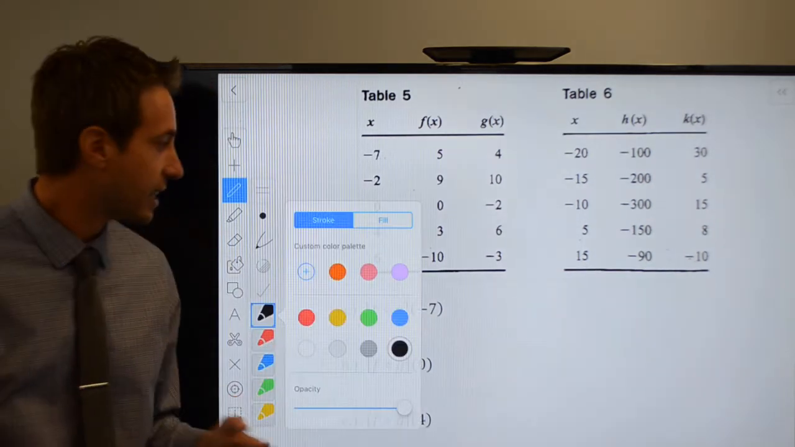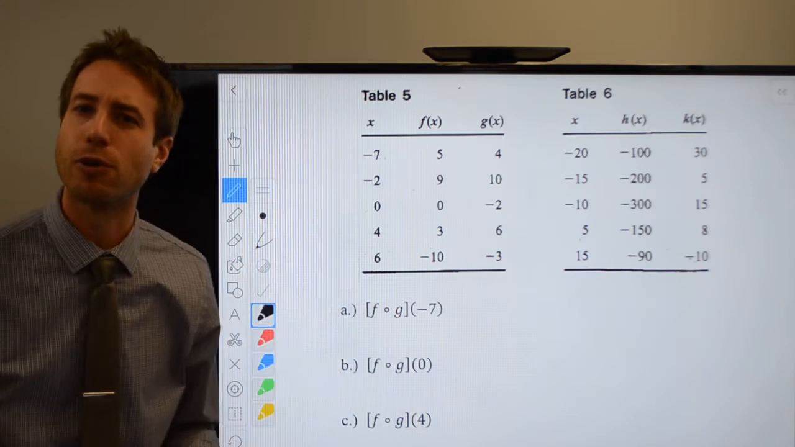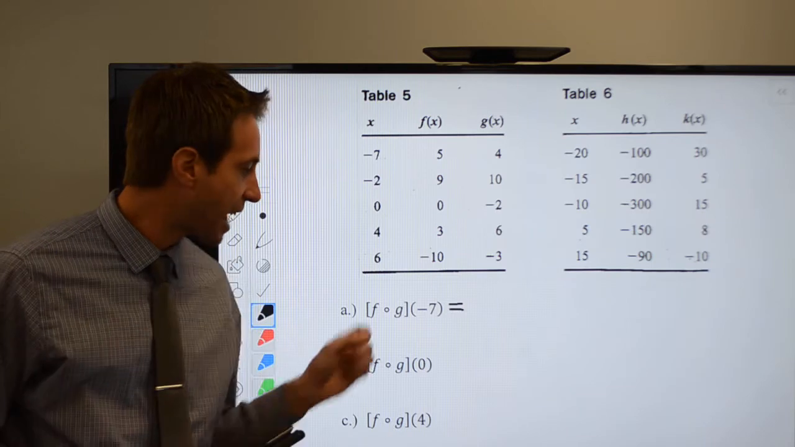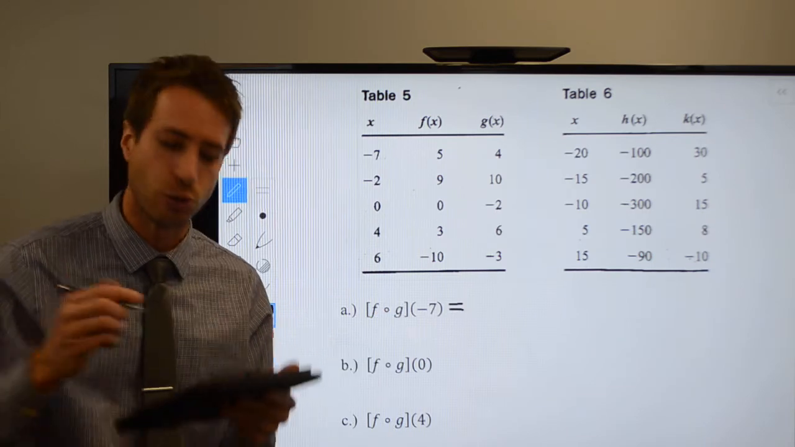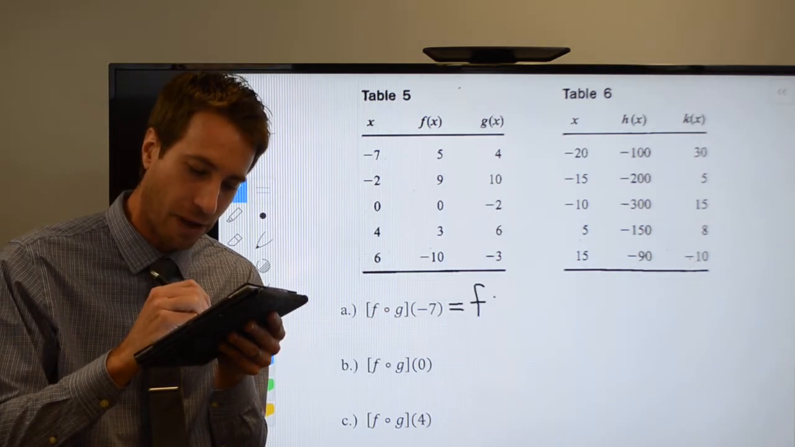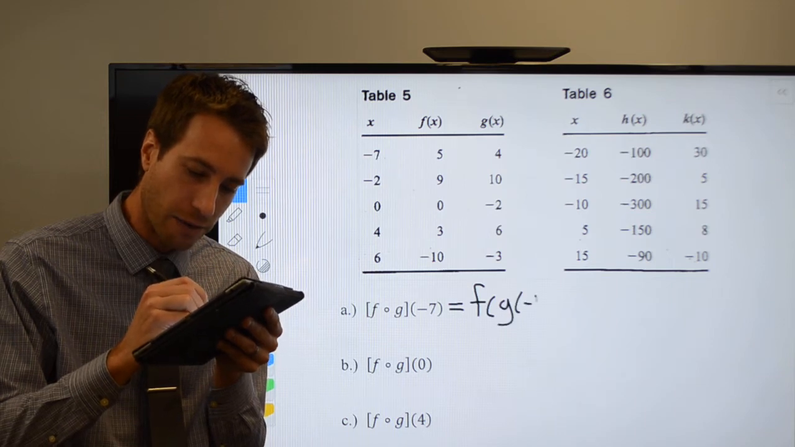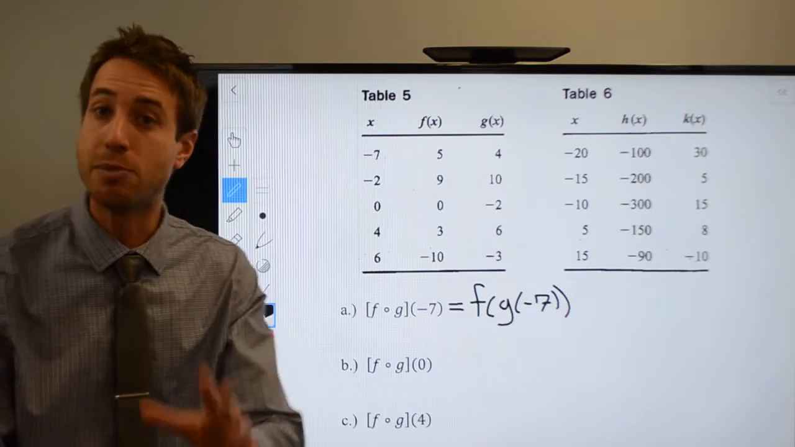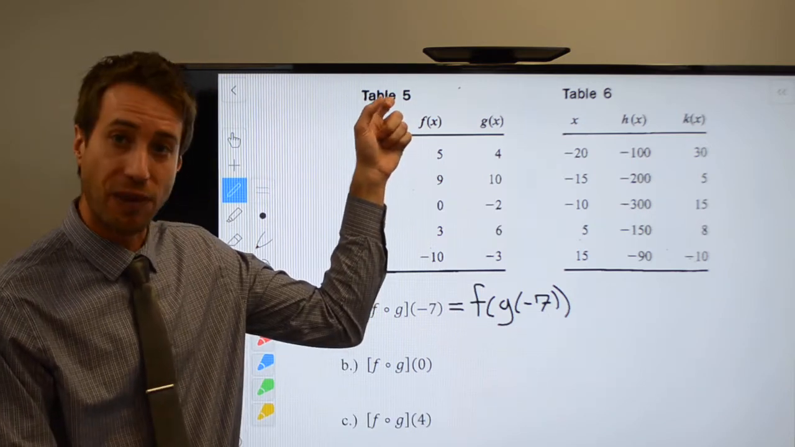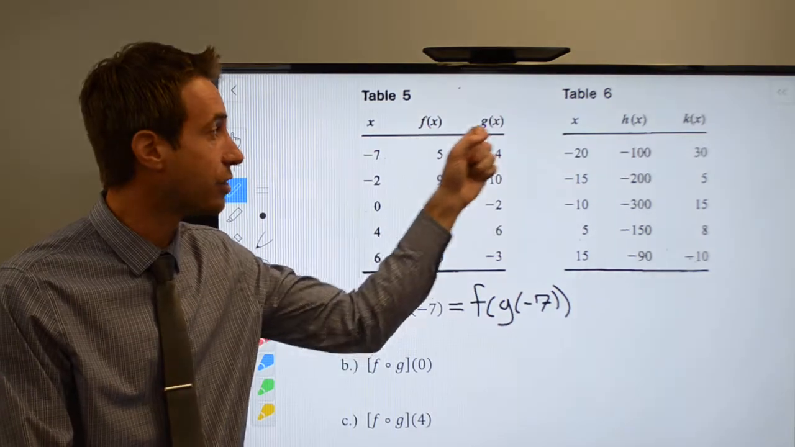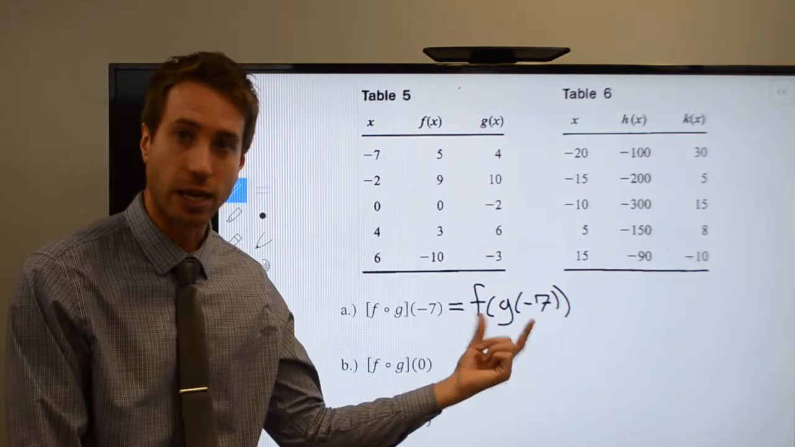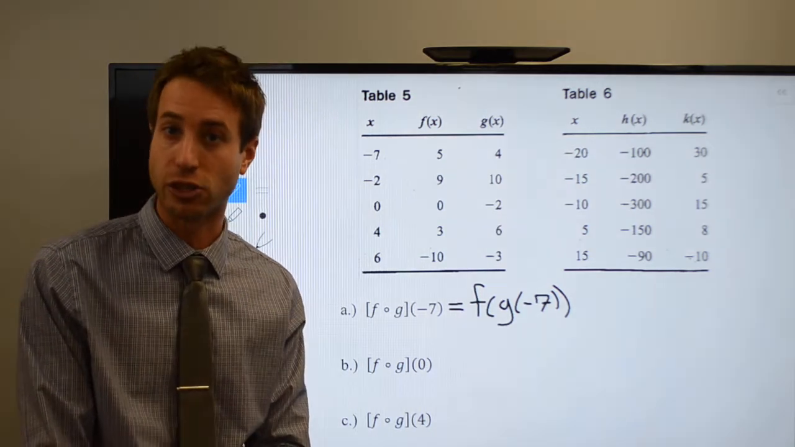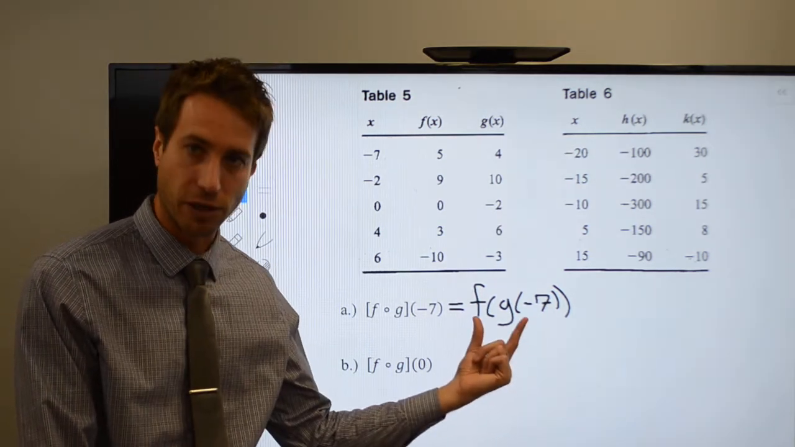We recognize this sort of notation, but since this is our first one we're working through together, let me rewrite that. This f of g of negative 7 you should recognize as f of g of negative 7. So here's what we got. We have f and g, which means I'm going to be using table 5, because table 5 has f and g in it, right? You don't want to use h's and k's. I didn't ask you about the functions h and k. I asked you about the functions f and g.